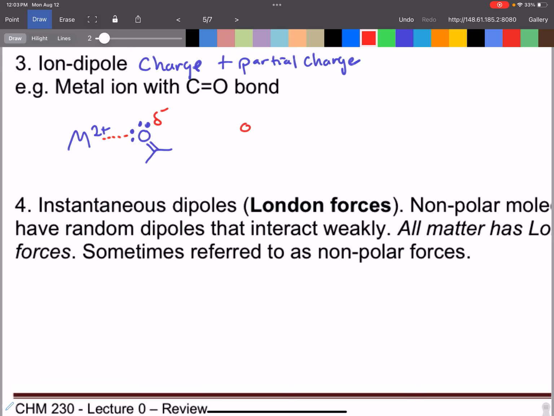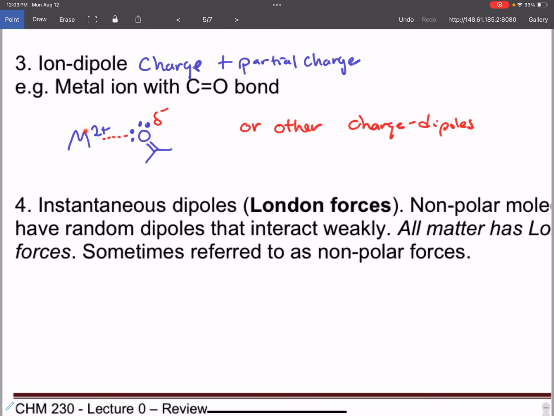Now, or we could have other charge dipole interactions. I'm not going to show a ton of them, but it could be other things. Maybe it's not a metal, maybe it's an organic molecule or part of a protein or something like that. So we'll see examples of that as we go along. But if you see a formal charge, a plus or a minus, interacting with a partial plus or partial minus, then that's going to be a charge or an ion dipole interaction.